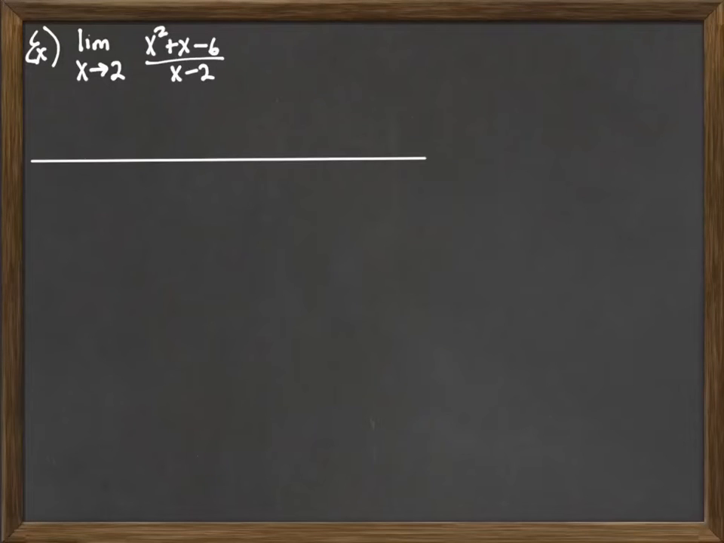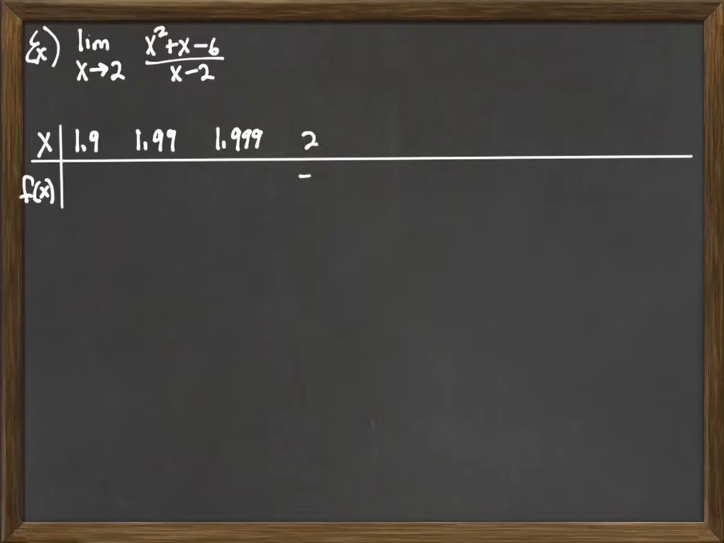To find its limit, just like the previous example, we construct the table x and f of x, and we're going to be looking at values of x that are close to 2, both a little bit below 2 and a little bit above 2. So typically I go a tenth, a hundredth, and a thousandth below, and a tenth, a hundredth, and a thousandth above. In some cases you may need to add a few more values to see what the pattern is, but generally this is the idea.